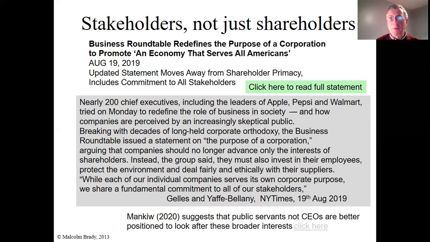However, not everybody is in agreement with this. You can read an article there by Gregory Mankiw in the New York Times. There's a link on that slide to that article, where he says that it's all very well, and he's not disagreeing with the importance of stakeholders. But he does say in that article that it shouldn't be CEOs who are custodians of stakeholder values. It should be public sector employees or public servants who are the custodians of stakeholder value. And he says that for two reasons. CEOs are put in a difficult position if they're to try and meet the needs of all stakeholders when they're making a business decision, and it can detract from the actual business nature of the decision itself.